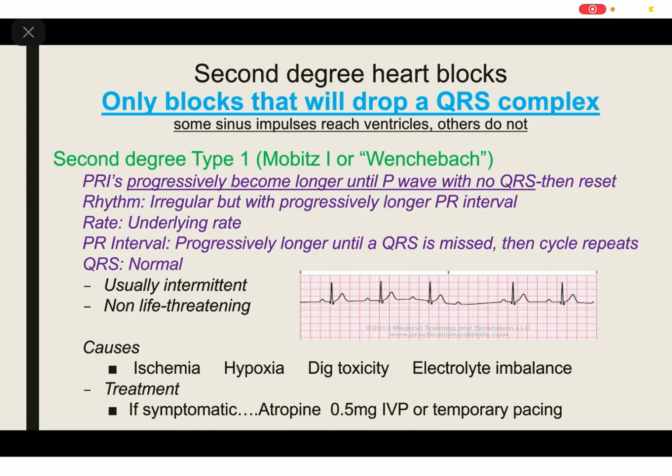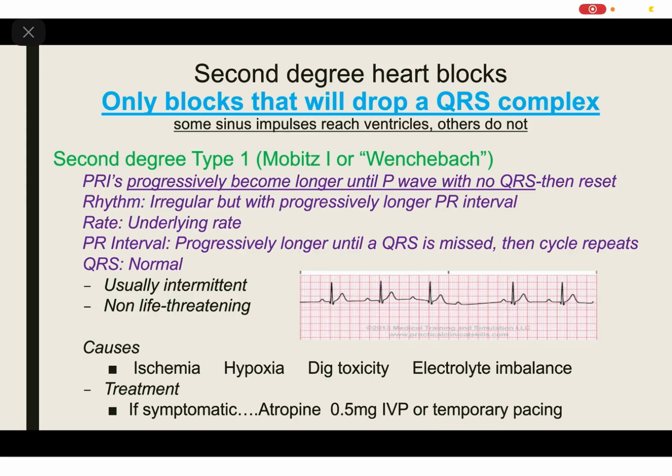The P to R interval is progressively getting wider with these 3 beats, and then the 4th beat has been dropped completely. There is a P wave, but no QRS associated with it at all. There is no QRS. He didn't show up to the party at all. He missed it. So causes: ischemia, hypoxia, digoxin toxicity.